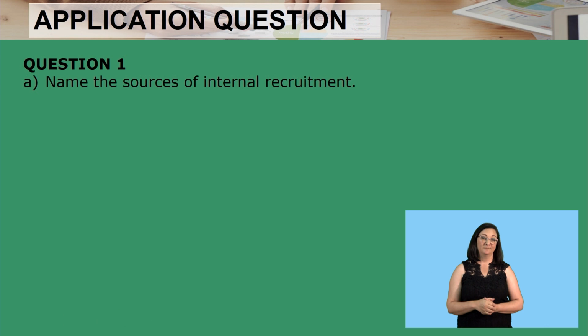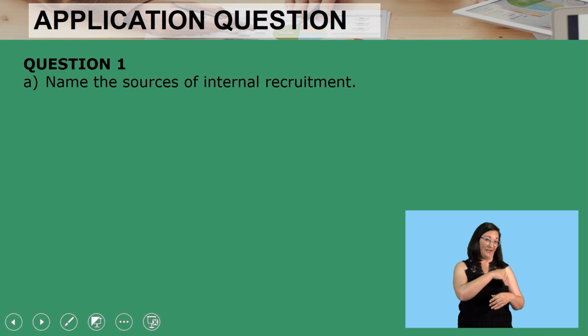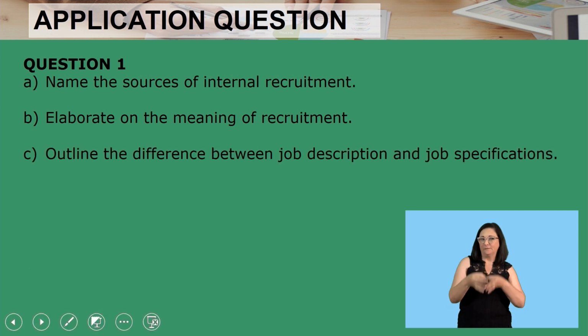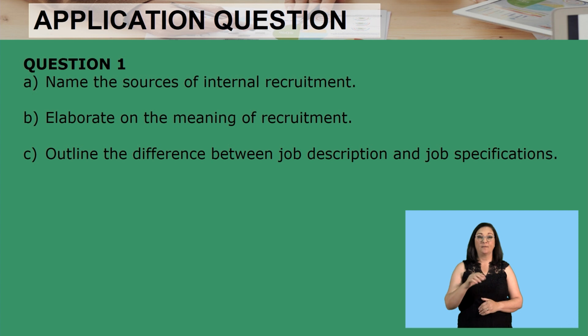Question 1 says, name the sources of internal recruitment. The second one says, elaborate on the meaning of recruitment. The third one says, outline the differences between job description and job specifications.